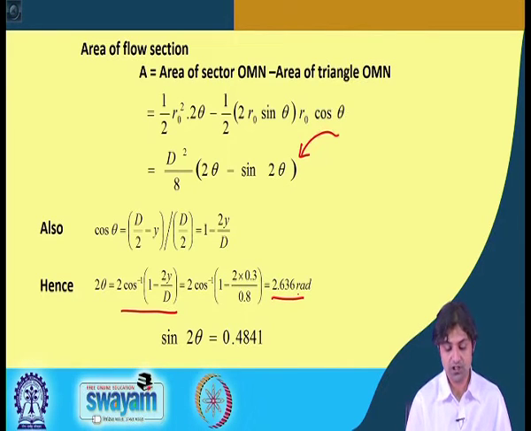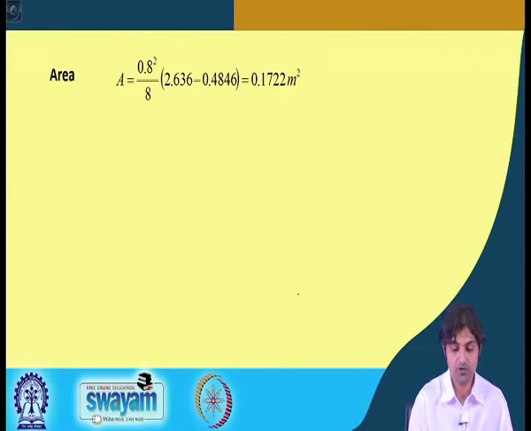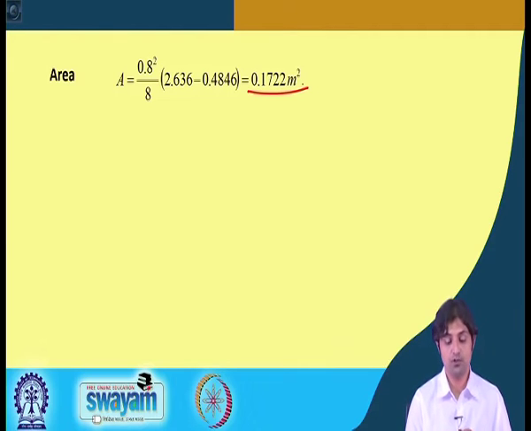So, sin 2 theta is going to be 0.4841. We have substituted the value, found the value of theta, and sin 2 theta also. The area therefore comes out to be 0.1722 meter square.